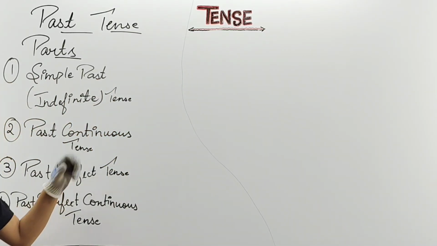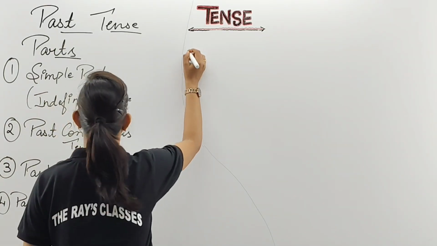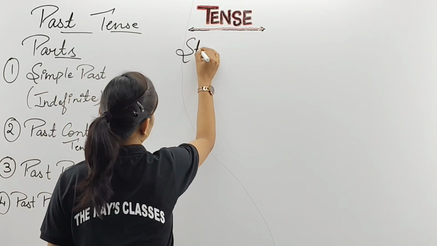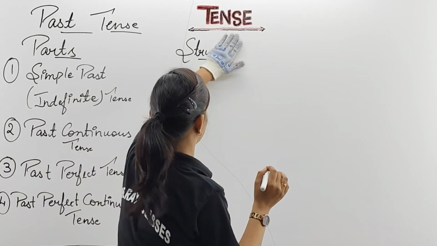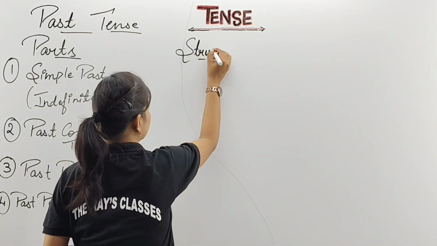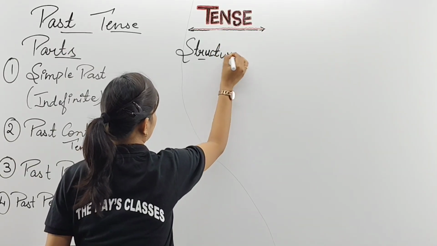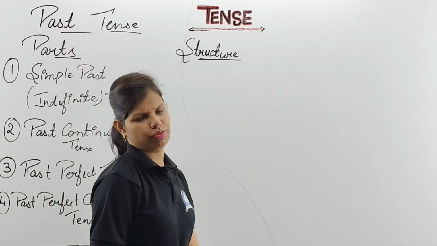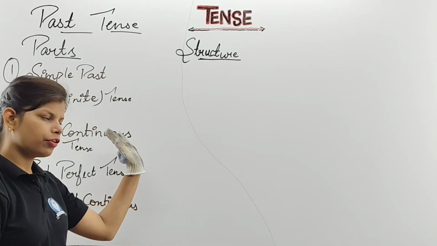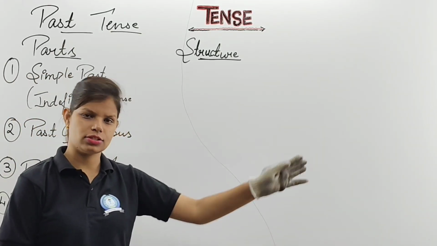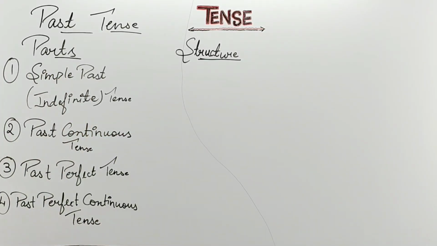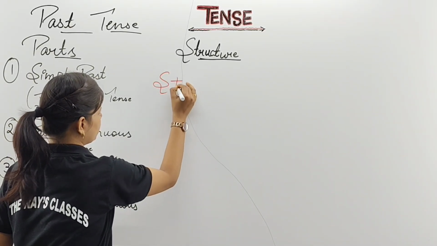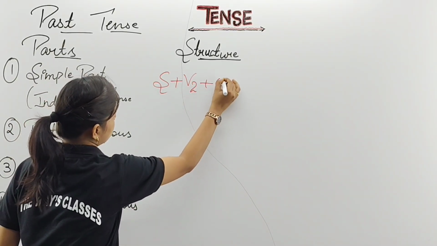Clear, no? Now we are going to talk about your structure. In that structure, I think I have not written properly. So in each structure we will see what is the common difference from present tense to past tense. Clear, no? In the first structure, as we have seen, we have subject plus the second form of the verb plus object.